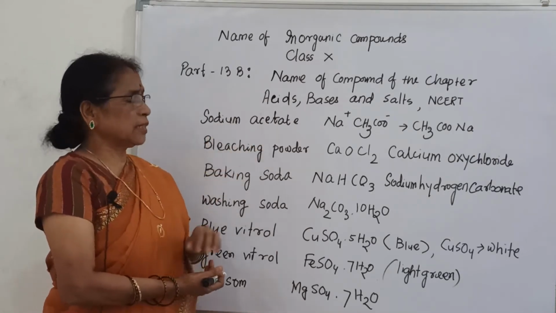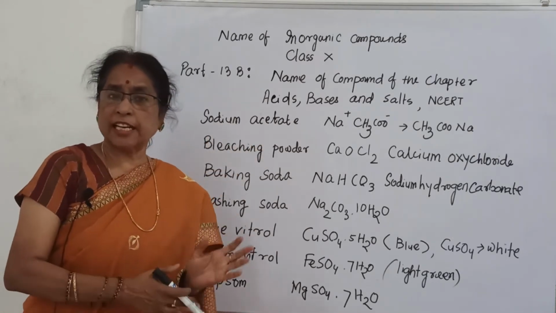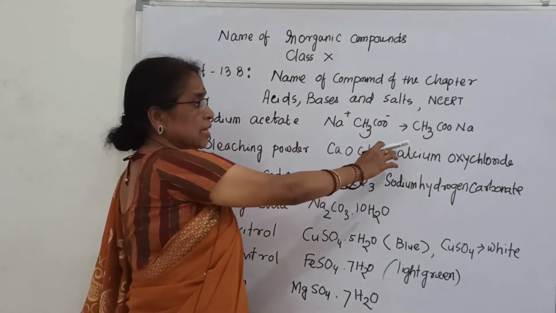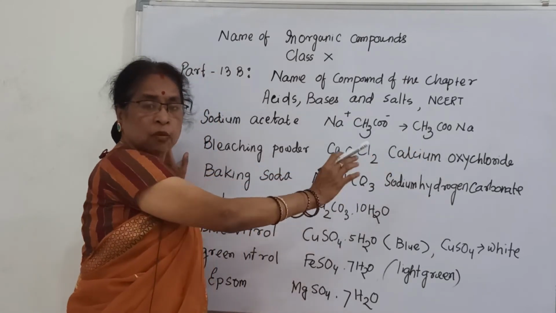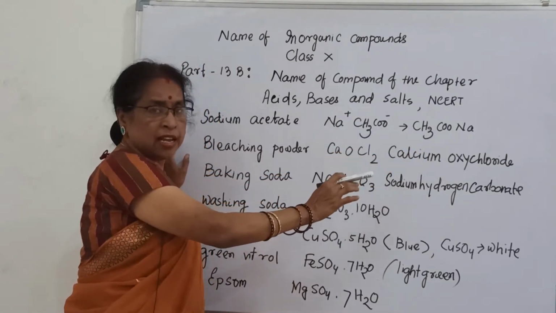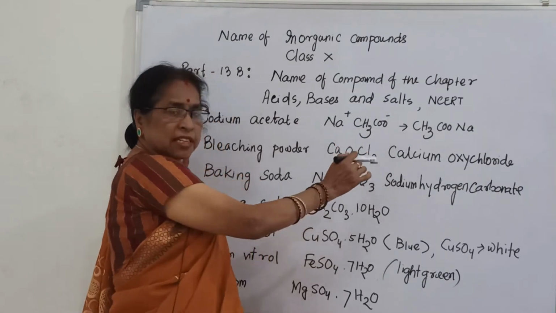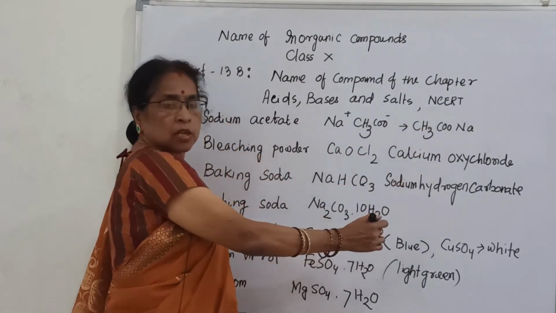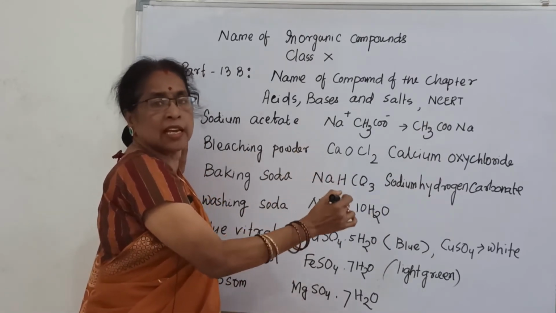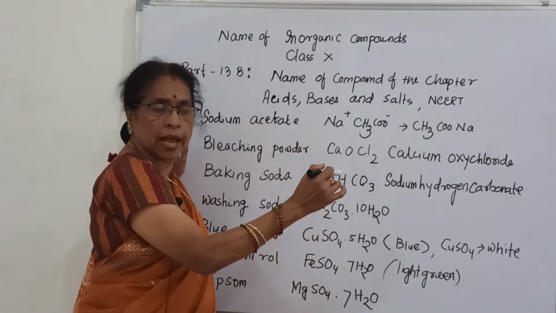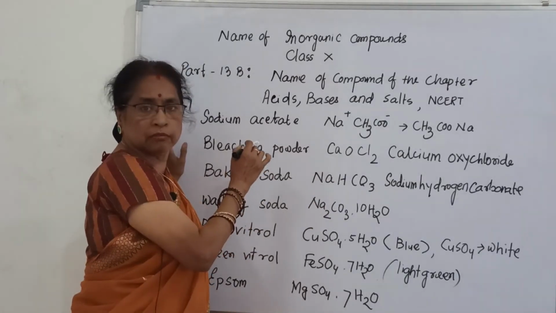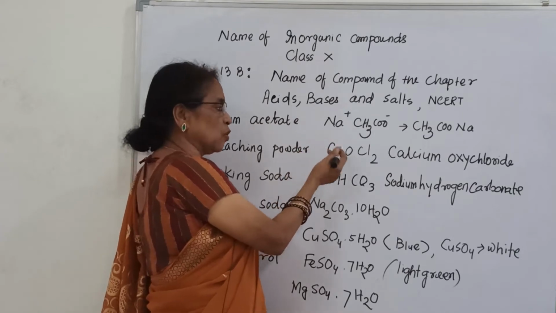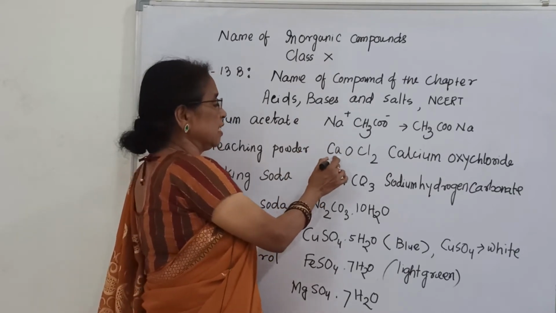Now sodium acetate: sodium Na plus, acetate CH3COO minus. So CH3COONa. Why is it CH3COONa? Here it is negative. It is a special case where CH3COO is written as minus and it is Na plus. So what is the formula? CH3COONa.